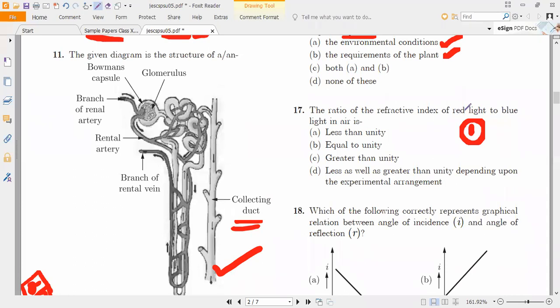For blue light, sir. Air, what is the refractive index of air? It is in the sense of the ratio of the refractive index of red light. It is just partial colors. The complete white light will have a refractive index of 1. So be careful. They are asking about the red light to the blue light.